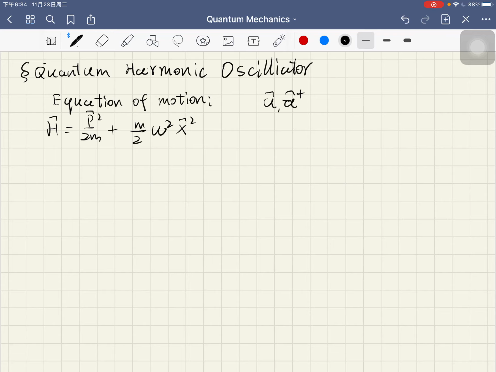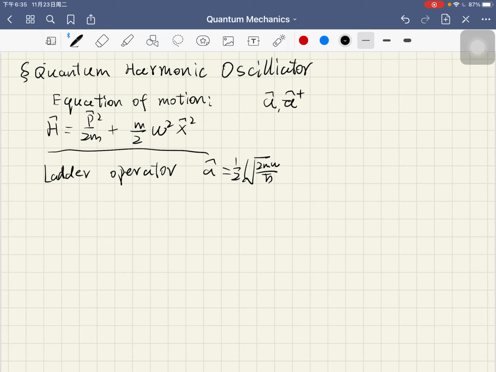So let's begin. First of all, the Hamiltonian of the quantum harmonic oscillator is this. Usually, your professor will introduce the ladder operator a equals the square root of m omega over 2 h bar times x plus i over the square root of 2 m omega h bar times p, and a dagger is this.